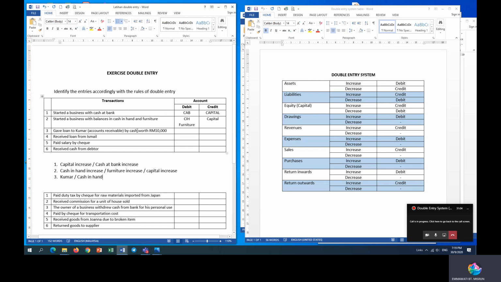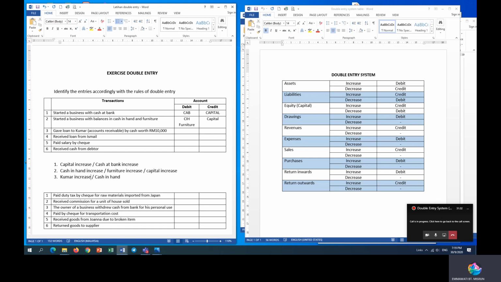If you have a statement using the words cash, cash means cash in hand. If you have a statement using the words check, check means it is your cash at bank. So in this case, we are opening a cash in hand because the wordings in the transaction is cash. Okay. So what happened to Kumar is, Kumar account is increased.